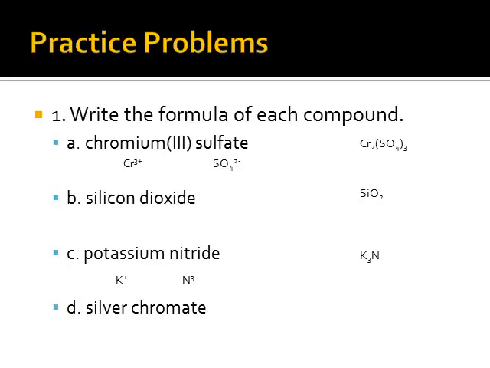Alright, lastly we have silver chromate. Silver is one of those metals, recall, that always has the same charge. It's always 1+. And then chromate, that is a polyatomic ion. I know that because it ends in ATE. And so I look at my polyatomic ion chart and I see its formula is CrO4. It has a 2- charge. And so notice I will now need 2 silvers to match the 2- charge of the chromate. So that is Ag2CrO4.